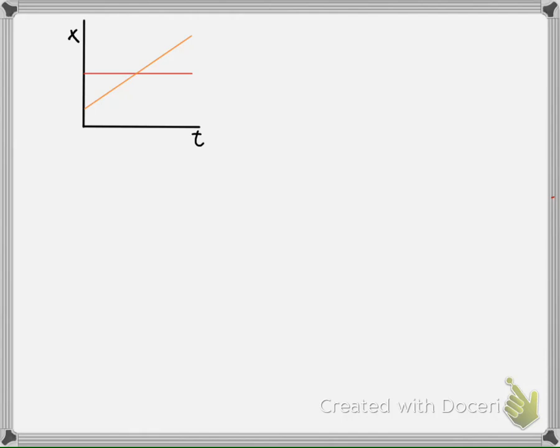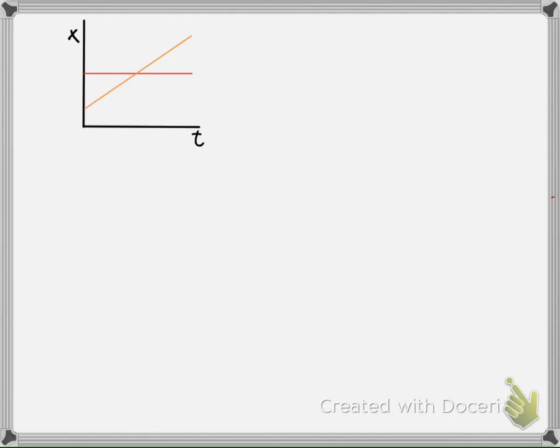And this red line, you can see the y-axis is represented by position, which in this case is x. It's position along the x-axis. And the x-axis has time. So for this red line, the object has the same position at all times. It's not going anywhere. It's a stationary object.